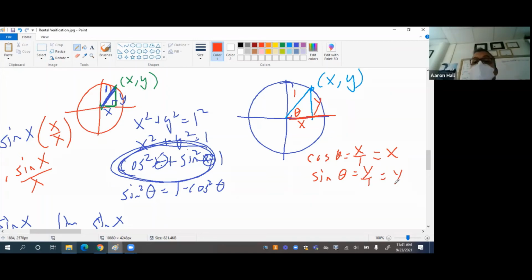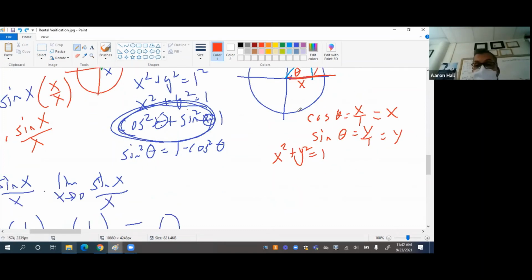Okay. Now let's consider the Pythagorean theorem. If I use the Pythagorean theorem here, then what do I get? X squared plus Y squared equals 1 squared, or just 1, right? But we saw that X is cosine. So what if I substitute those in? And that gives me cosine squared of theta plus sine squared of theta equals 1.